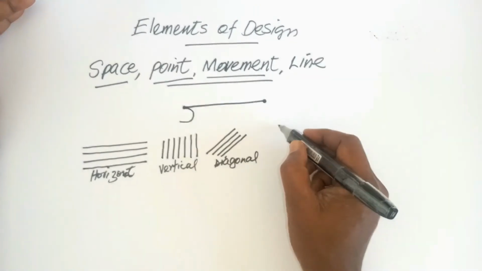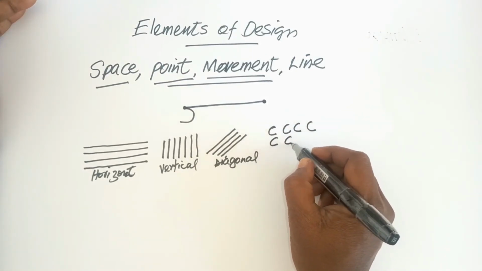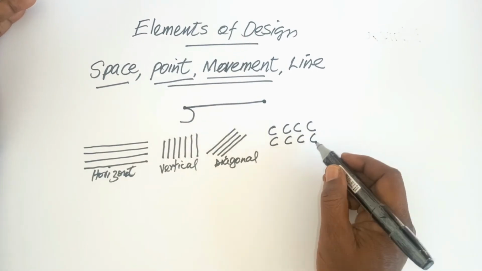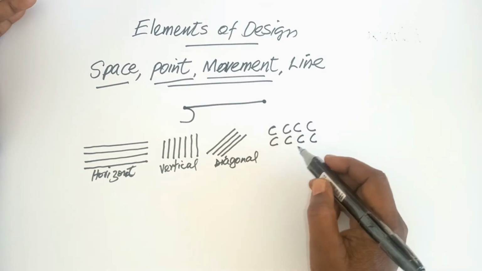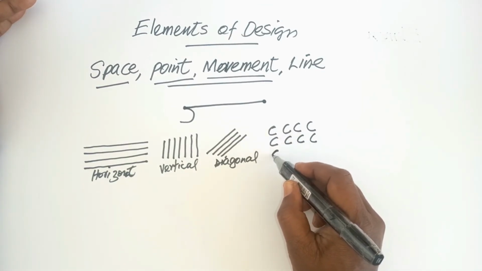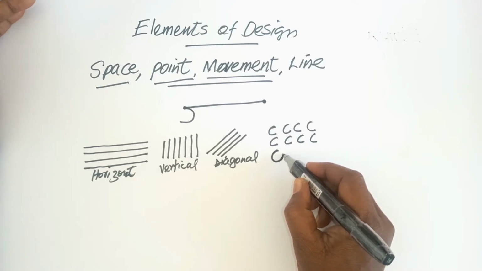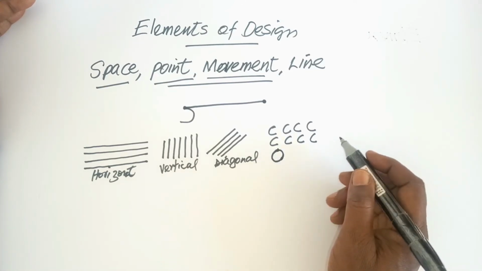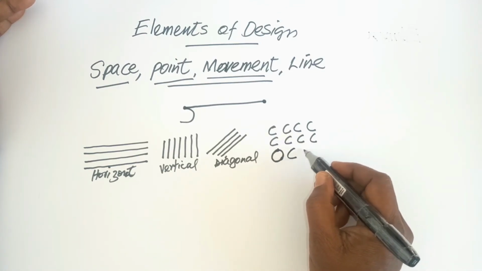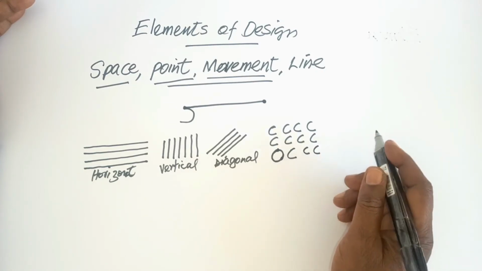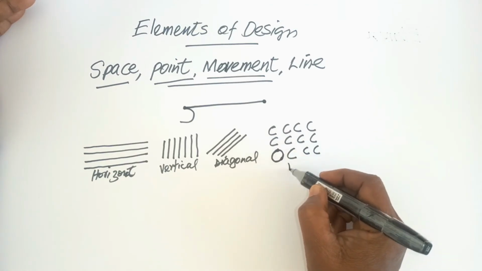Then you have other lines like curve lines. These curve lines also can be found in our drawings. So the moment you start going around, you are creating a shape. Let's say, for example, we go around and meet the beginning of the line. So you see that we form a circle. So that is how our curve is working in our drawing. So these are curved lines.